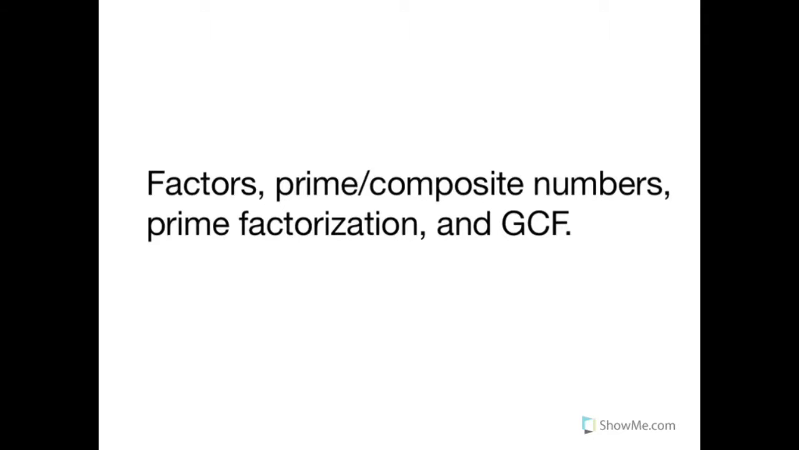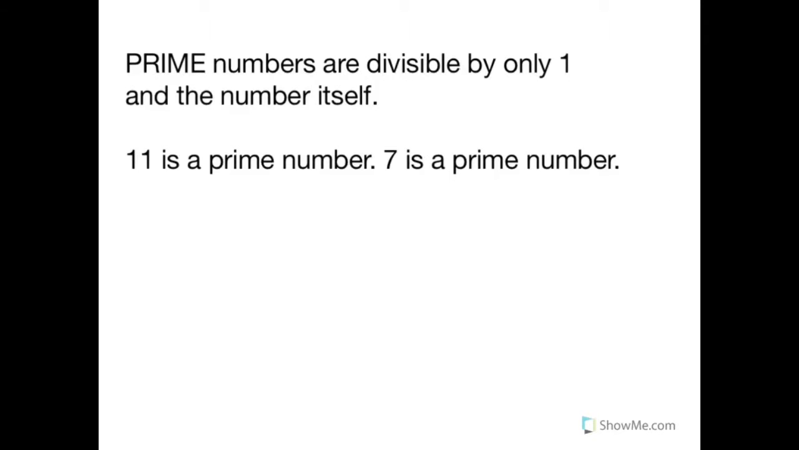Okay, we're going to talk about factors, prime and composite numbers, prime factorization, and greatest common factor. Some of that you may have heard of before. Prime numbers are divisible by only one and the number itself. So 11 is a prime number. 11 divided by 11 is 1, so those two would go together, but there's no other numbers. If I divided 11 by 2, I'd get 5.5. So you have to be able to divide the number and still get a whole number.